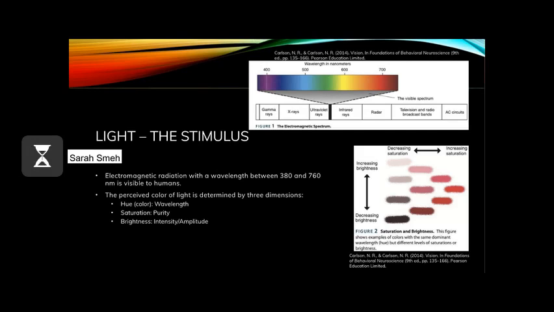Light is the stimulus for visual processing. It is a narrow band on the spectrum of electromagnetic radiation. Electromagnetic radiation with a wavelength between 380 and 760 nanometers is visible to humans. The perceived color of light is determined by three dimensions: hue, brightness, and saturation. Hue is determined by the wavelength of light, brightness is determined by the intensity of light, and saturation is determined by its purity.